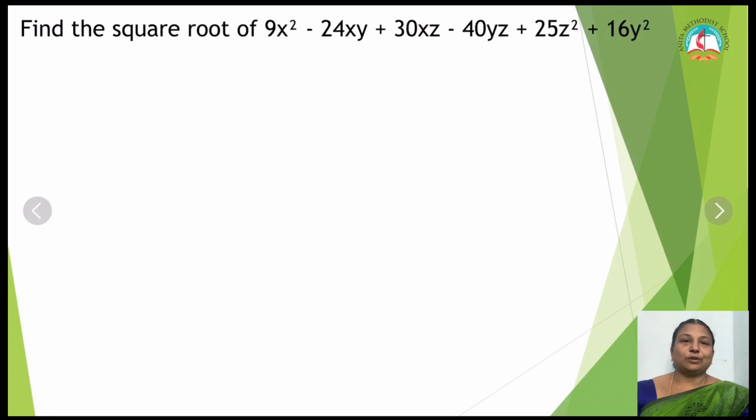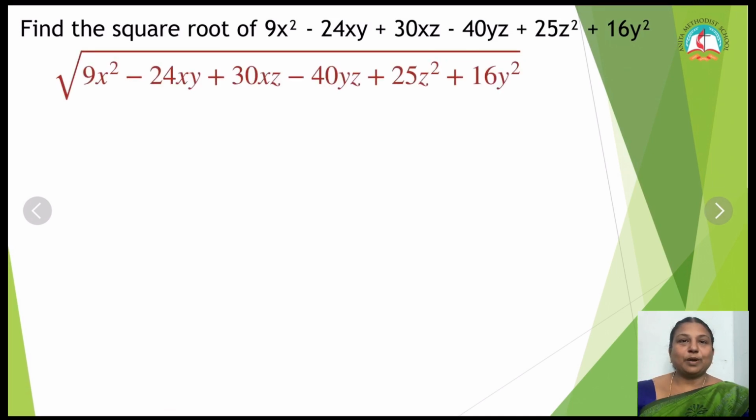Find the square root of 9x squared minus 24xy plus 30xz minus 40yz plus 25z squared plus 16y squared. Okay, so we have to write this inside the square root. Can you guess, children, which algebraic identity is relevant to this? Okay, we will see.